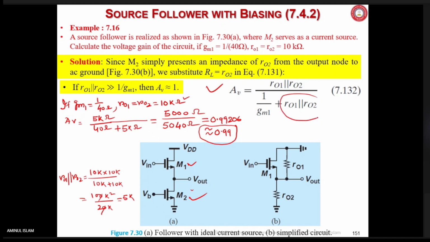See, RO1 parallel RO2 gives you 5K. See that 10K, 10K is 5K. So Av equals 5K divided by 40 ohm. See, gm1 equals 1 upon 40, so 1 upon gm is going to be what? It is 40 ohm. So after calculation, you get this value. Shashank, is it understood? Yes, sir, I have understood this.